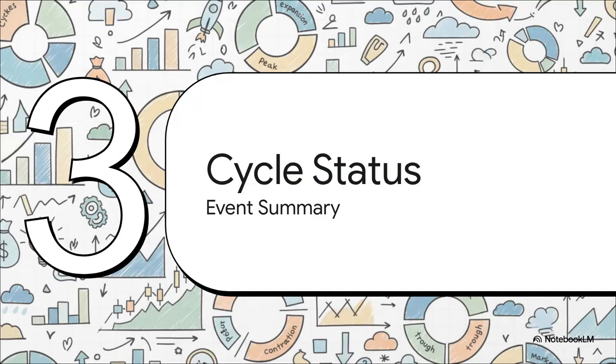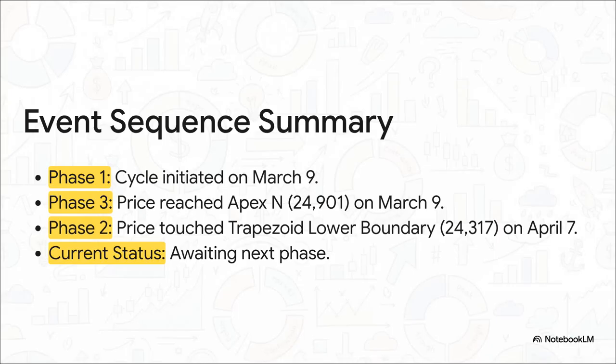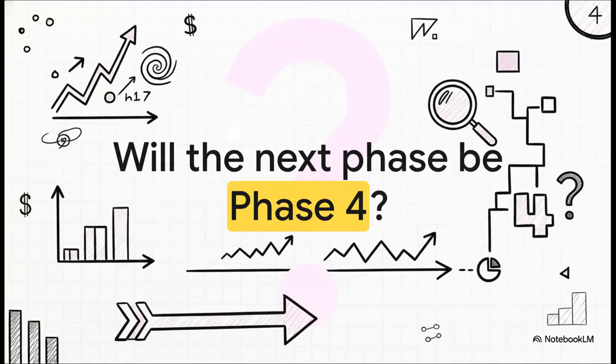Okay, so where does all of this leave us? Let's take a second and just quickly recap the unusual sequence of events that we've documented so far. So to lay it all out, Phase 1 kicks things off on March 9th, but then things immediately went out of order. Phase 3 happened on that exact same day. Then, almost a month goes by, and on April 7th, Phase 2 is completed. And as of this documentation, the cycle is simply awaiting whatever comes next. And that really brings us to the end of this particular record.